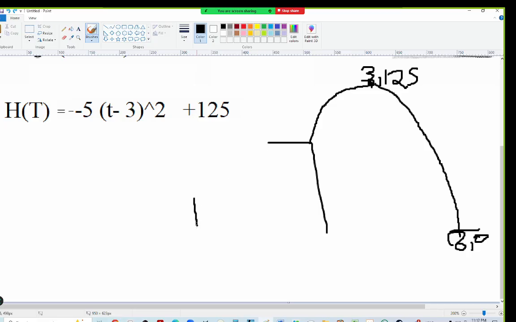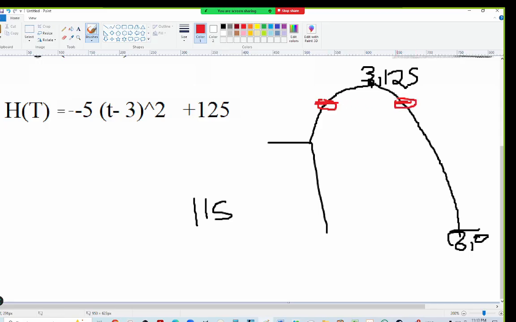They want to know when the height is 115. So notice that the height is 115, below 125, right? So they want to know at this point. But notice that there's two points when it hits 115. There's going to be two times when it hits 115.